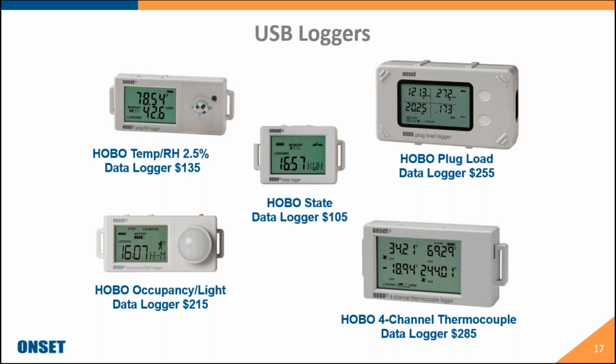Again, we also have state data loggers that you can either connect to a relay or some other type of electronic switch or contact closure, and it will give you when those switches have opened or closed. Again, we also have occupancy and light data loggers, which will give you two different readings. It will tell you when there were people in the room and also if that light was on or off.